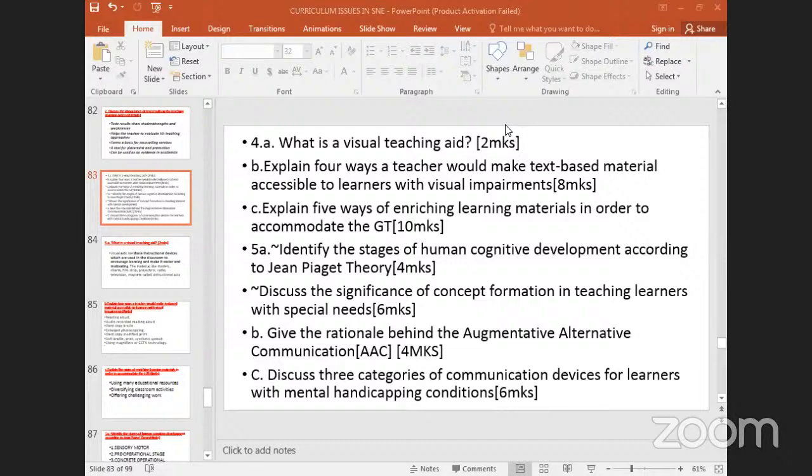Audiovisual is what the learner can hear the sound and see the person giving the information. So you can hear the information and the person talking, like the video, television, and maybe projectors.